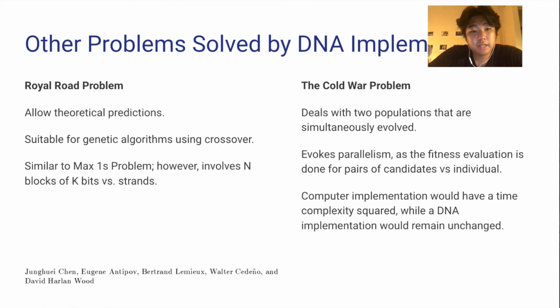For this one, since we're dealing with parallelism, this is part of the advantage of using a DNA implementation. A computer implementation would have the time complexity squared, since we're doing 2 of these problems. But the DNA implementation allows it to remain unchanged because of its ability to compute in parallel form.